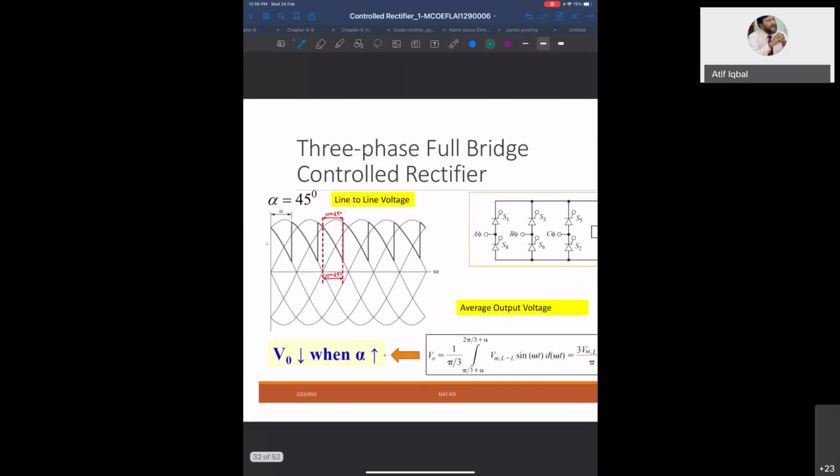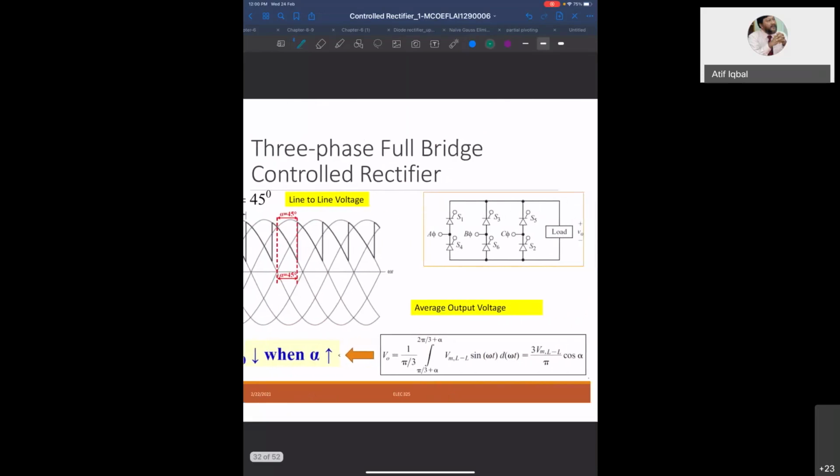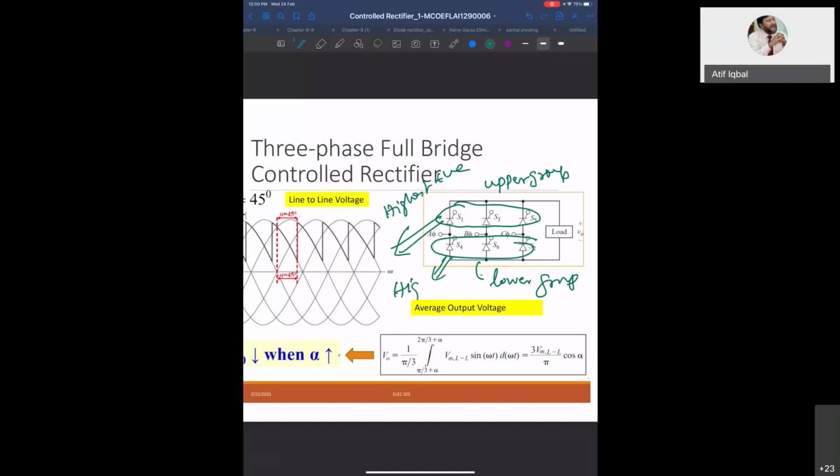Okay. Now, the next, which is very important, is the full wave three-phase full bridge control rectifier. So in this, look here, we have the upper group and this is the lower group. When they have the highest positive voltage, then they will operate. When they have the highest negative voltage, they will operate.